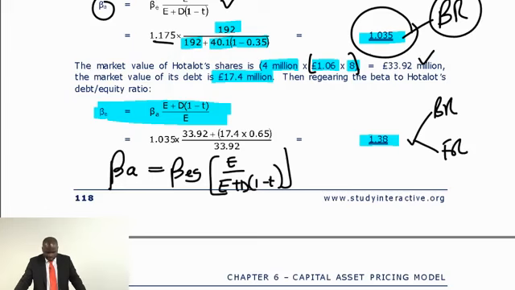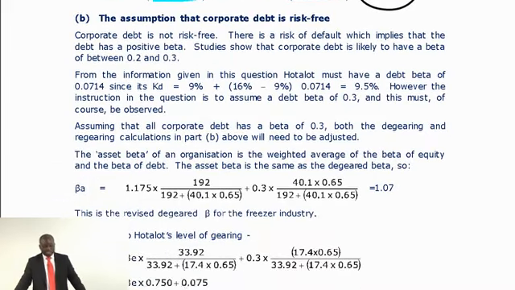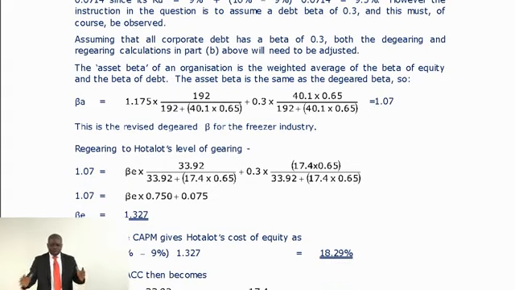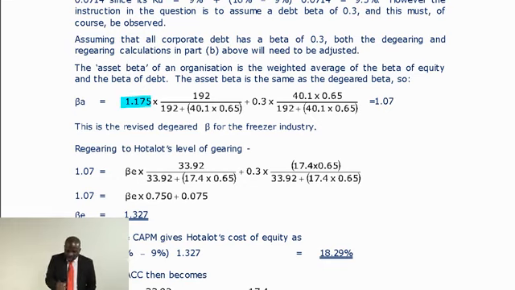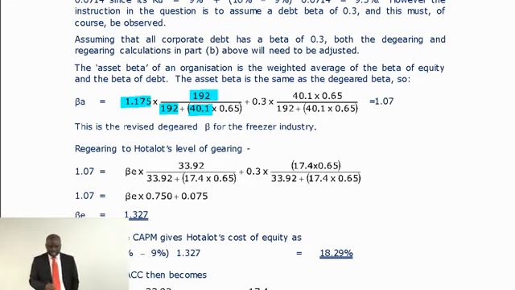Principle-wise it is the same. So debt obviously cannot be assumed to be risk-free. So how will we do the ungearing? We pick the proxy beta, we calculated the average proxy beta, if you can remember, and we said it's 1.175. The market value of equity was 192, and 40.1 for debt. Don't forget to knock off the tax.